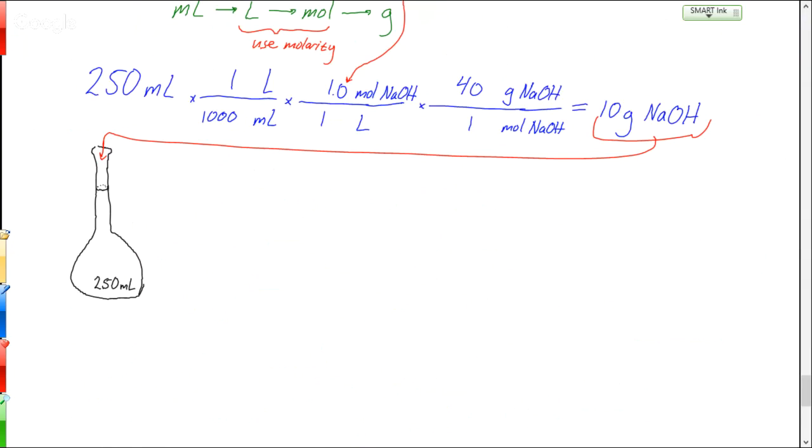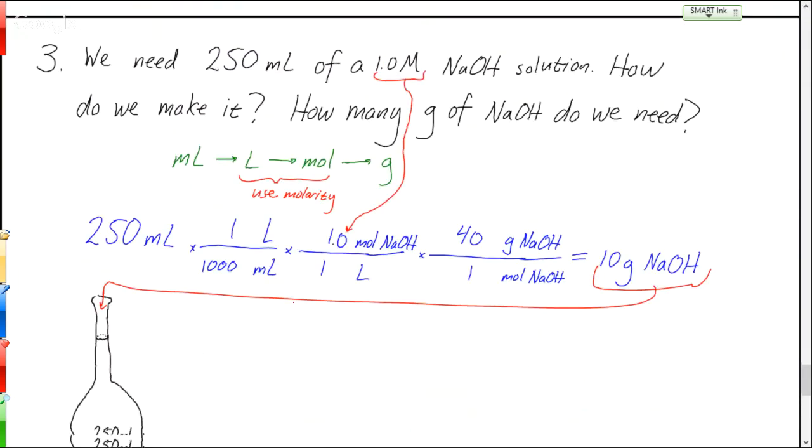You mix it up, and you're on your way with your 250 milliliters of one molar NaOH. So that's how you prepare a solution like that. All right. So let's try this.